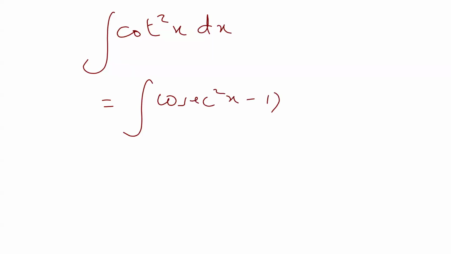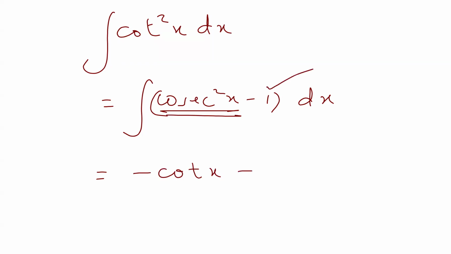Again, extra problem. Cot square x dx. Identity: cosec square x minus 1 dx. Okay. Integration of cosec square x is minus cot x. And integration of 1 is x. Guys, are you understanding?